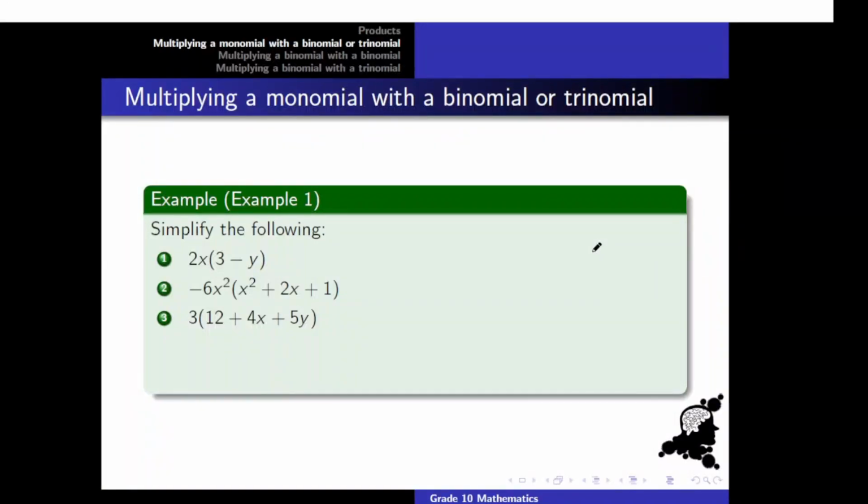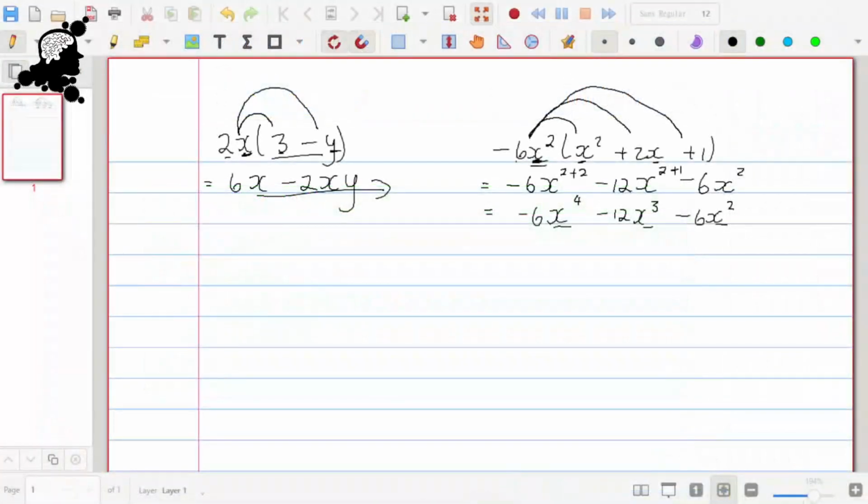Here's a simple one. 3 into 12 plus 4x plus 5y. All right, we have got here 3 into 12 plus 4x plus 5y. So, what do we do here? Once again, we multiply the term outside the bracket with every term in the bracket. 3 times 12, this is going to give me 36.